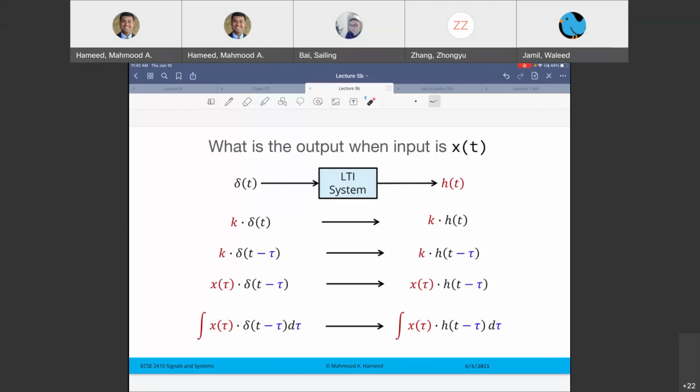So k becomes x of tau. This guy remains as is, x of tau multiplied by h of t minus tau. One is for homogeneity, the other is for time invariance. Next, integrate both sides. In other words, accumulate all the inputs and you accumulate all the outputs. So when you accumulate all the inputs, what do you get? x of tau, delta of t minus tau d tau. What is that?